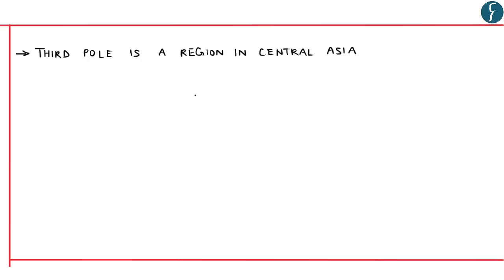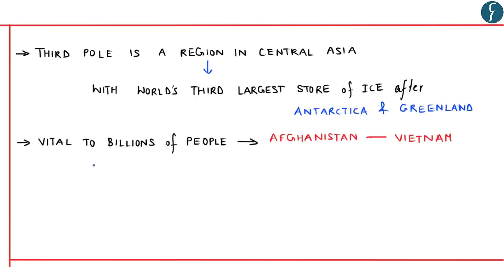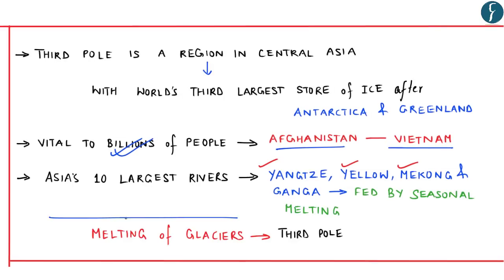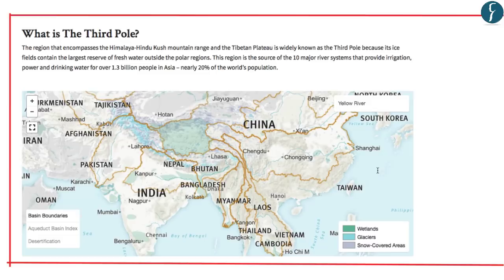The third pole is a region in Central Asia with the world's third largest store of ice after Antarctica and Greenland. The third pole glaciers are vital to billions of people spreading across from Afghanistan to Vietnam. Asia's 10 largest rivers, including Yangtze, Yellow, Mekong, as well as the Ganga, are fed by seasonal melting of these third pole glaciers. Thus, we can understand that melting of glaciers in the third pole region becomes a cause of environmental concern. Now let us understand this area of third pole through a map.